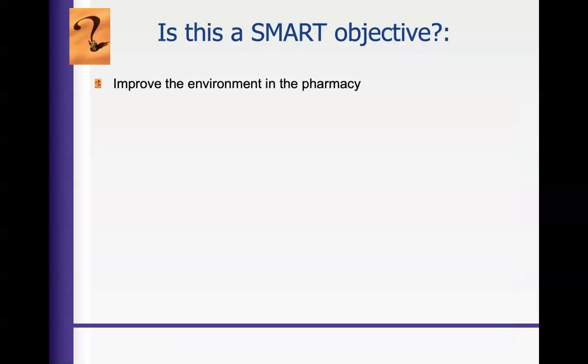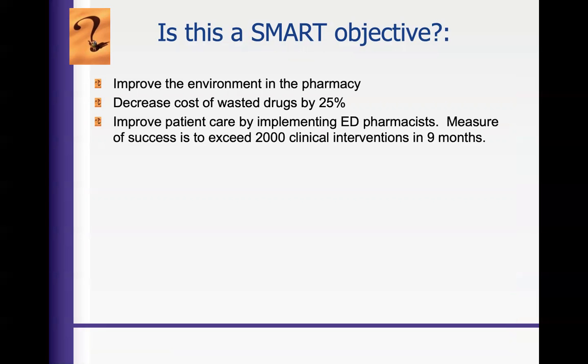So let's look at, is this a SMART objective? Improve the environment in the pharmacy. No, it doesn't meet those criteria that I said. Decrease the cost of wasted drugs by 25%. There is a measurable objective. Improve patient care by implementing emergency department pharmacists. Measure of success: to exceed 2,000 clinical interventions in 9 months. That is a good SMART objective.